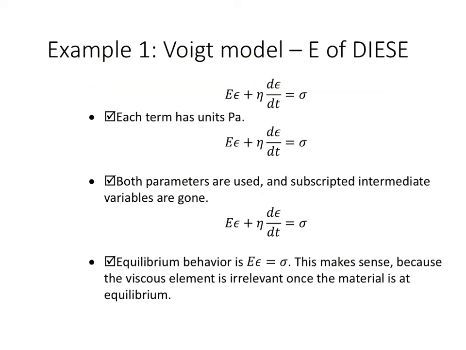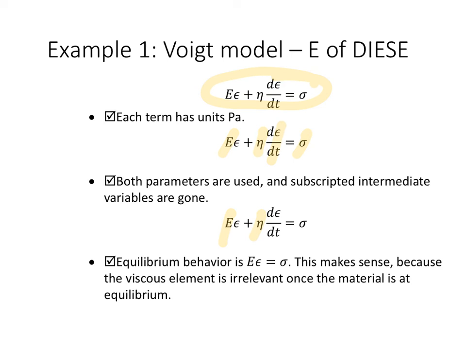So doing this in the Voigt model, we obtain this differential equation. We can check each term has pascals because E is pascals, epsilon's unitless, eta is pascal seconds, and strain is unitless. Divided by dt is 1 over seconds, so that's Pascal seconds divided by seconds is pascals, and then pascals. We can make sure we see both parameters are used, and there's no subscripted intermediate variables. So we did in fact finish.